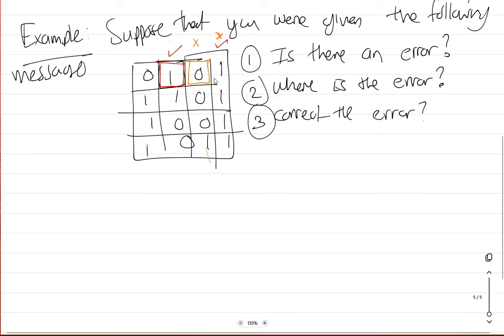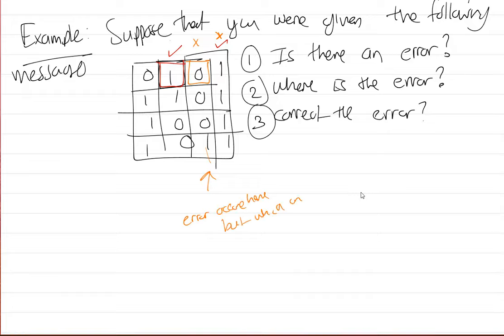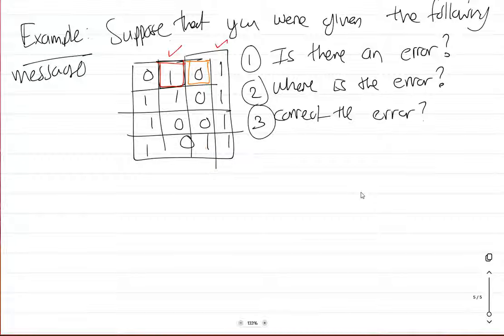So I know more or less for sure that an error occurred in this column. But which one of these cells? So the error occurred here. But which one? Which cell? Okay, so I'm just going to say no and no.